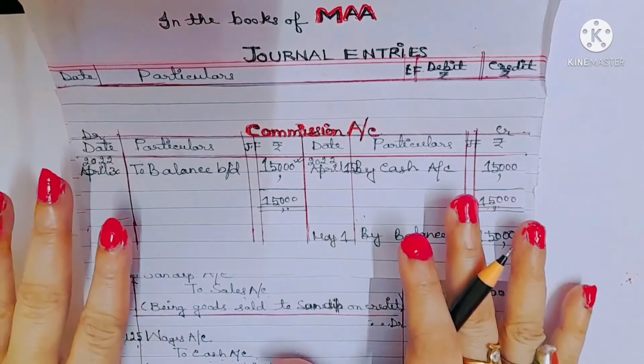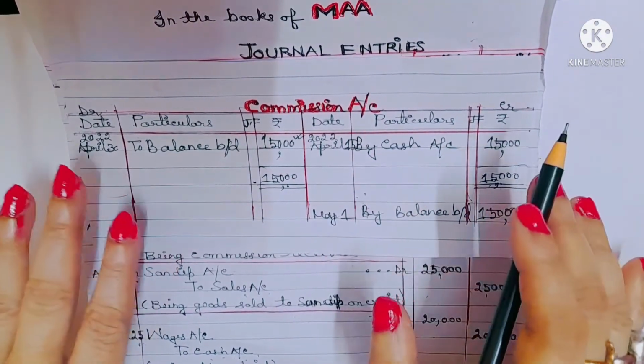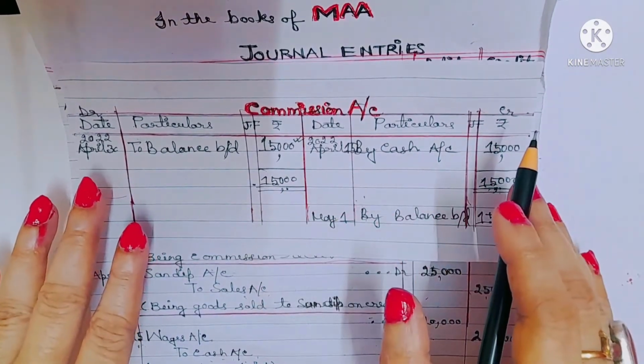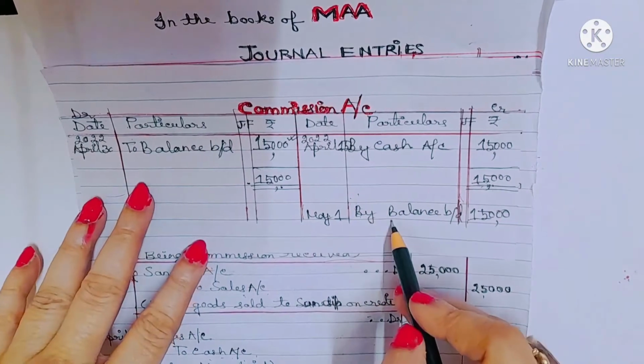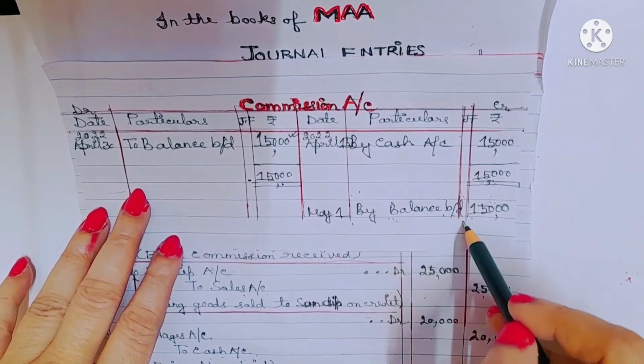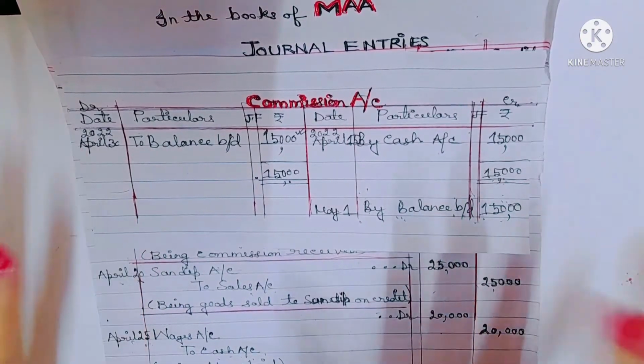Understood? Clear? And now, is the commission account a debit balance or a credit balance? Since the credit side total is greater than the debit side, the commission account is a credit balance. Moreover, we can also find out by seeing beneath the credit side total, by balance BD is 15,000. So, the commission account is a credit balance. Understood? Clear?